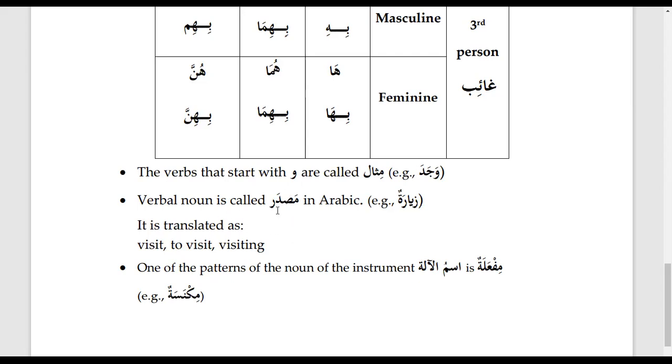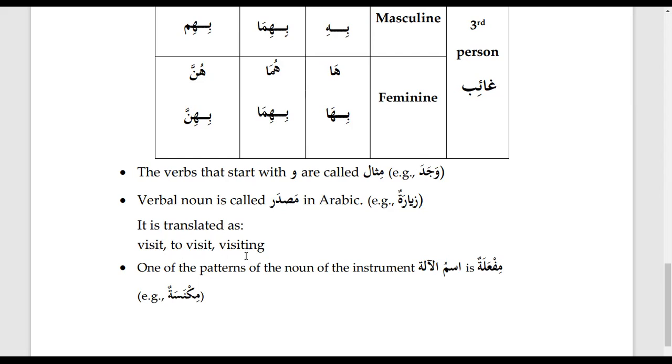Verbal noun is called masdar in Arabic. So the verbs have a source, like masdar means source, and it is called verbal noun. In English, it is translated as either gerund or infinitive. Yani, we translate it with to or with ing. For example, ziyaratun is translated as visit. It will be translated as to visit, and it can be translated as visiting as well.